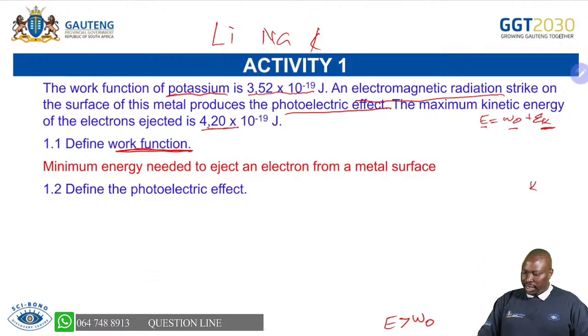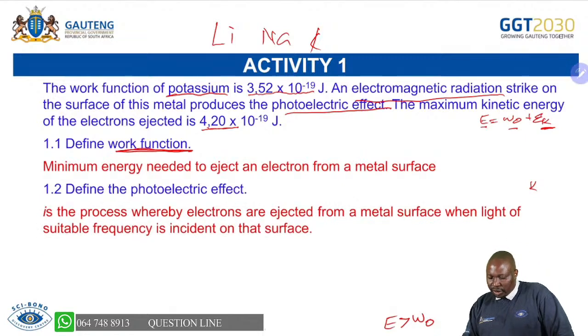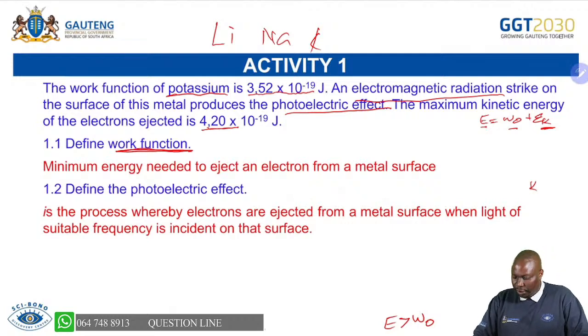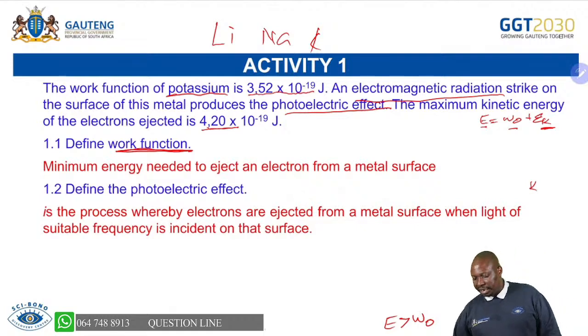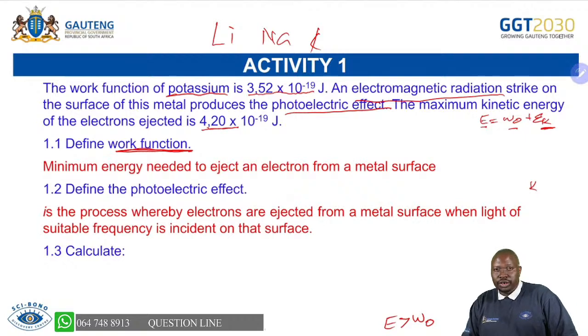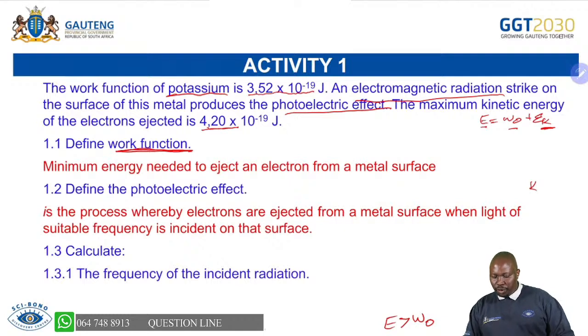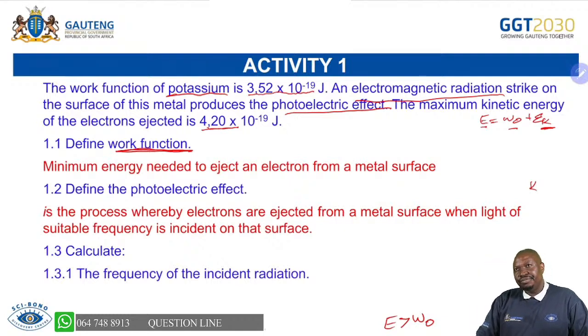Define photoelectric effect. It's important that we do all the definitions when we start with this lesson. The photoelectric effect is the process whereby electrons are ejected from a metal surface when light of suitable frequency is incident on that surface. So these are definitions from the exam guideline, because we are always saying, do them according to the exam guideline. I'm going to pause on this question, then I'll give you just a 3-4 minute break so that you answer these 2 questions.